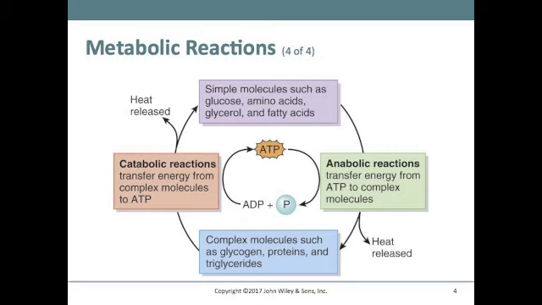So the fact that heat is released in both of these reactions goes hand in hand with the laws of thermodynamics. And that is, energy cannot be created or destroyed. And secondly, for any energetic reaction, there's always a net loss of energy. And in this case, the energy is lost as heat. And that is part of the reason why you have body heat.